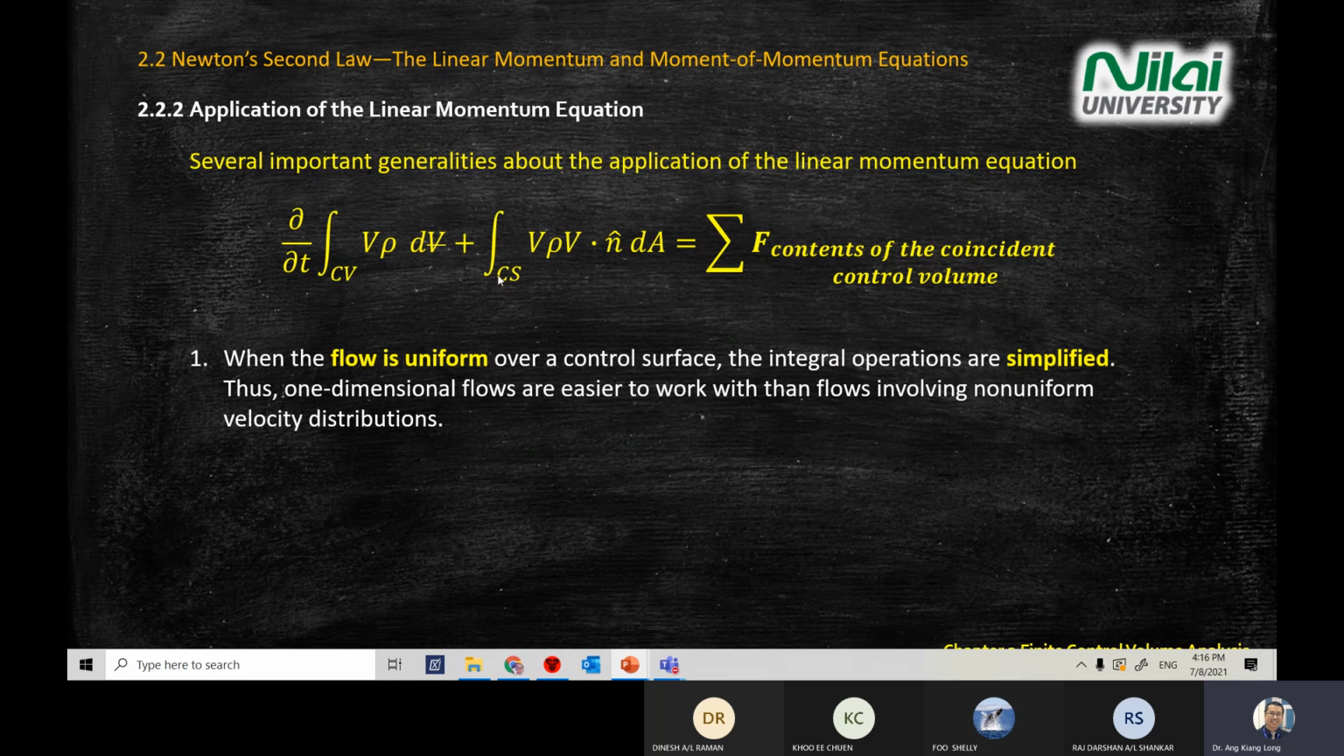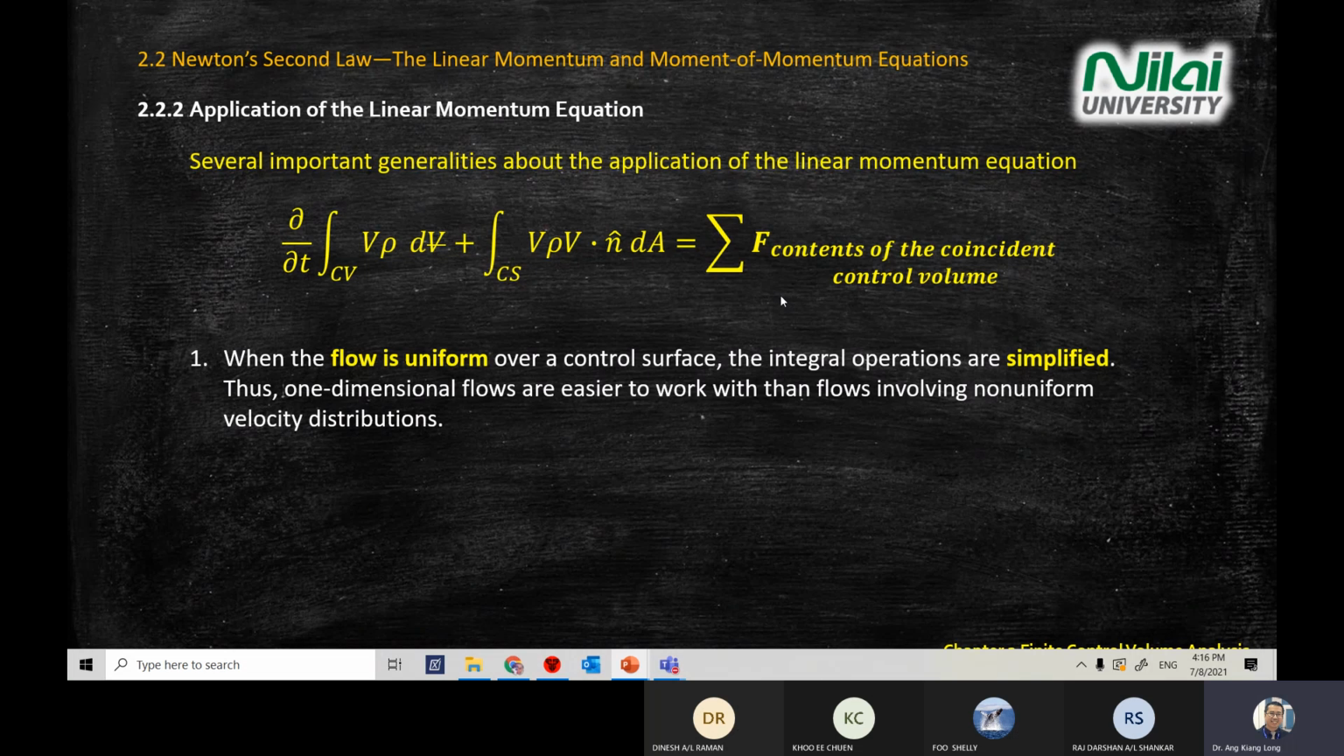So you have a CV and CS equal to all the force, equal to 0. Now, by now, you should already understand why the left-hand side can equal to force, because we are deriving from Newton's second law, F equals ma. So by concept, you should already know how to explain this equation.